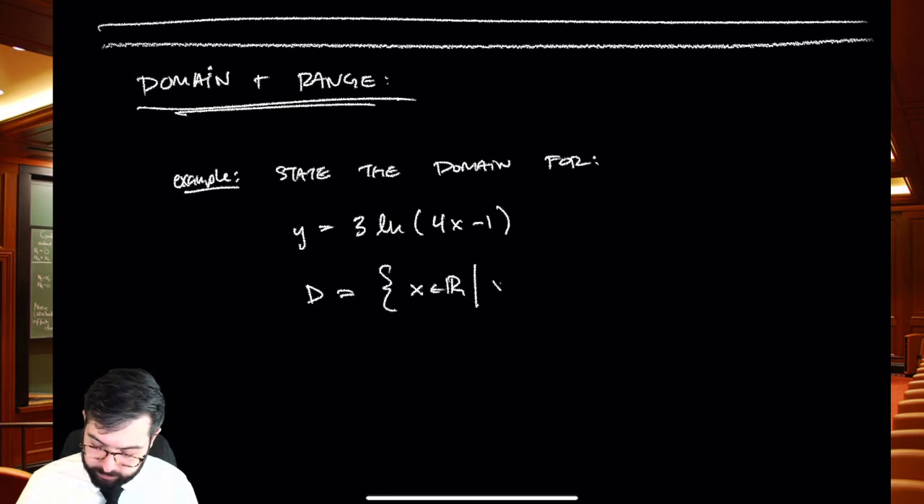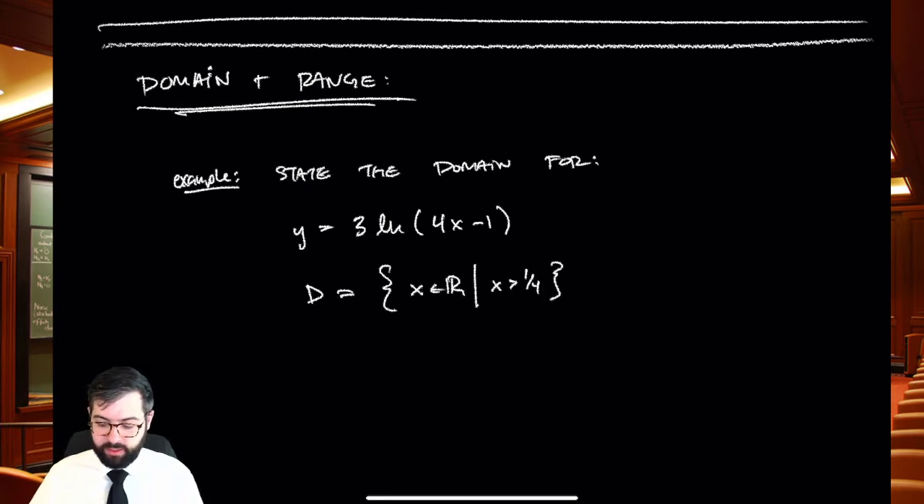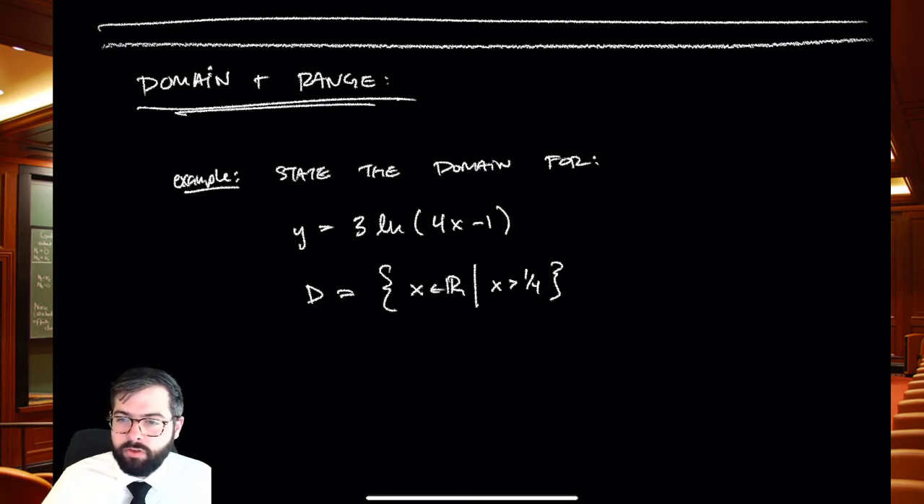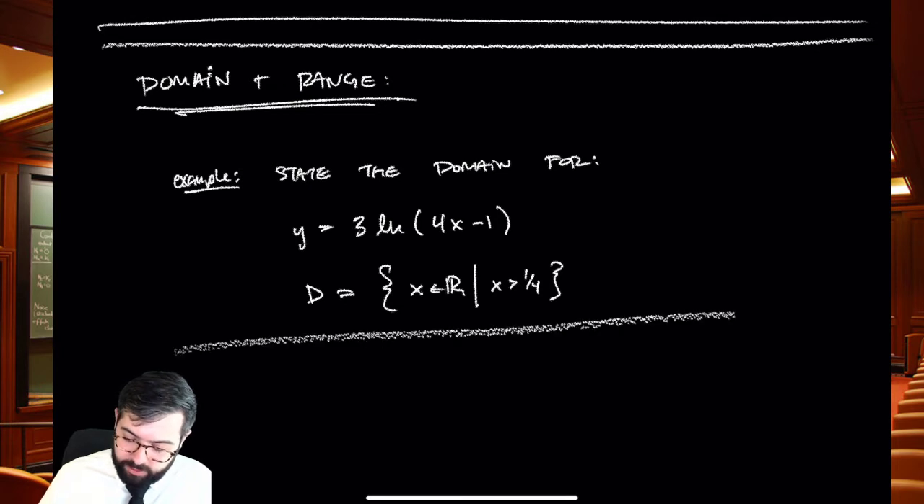X is larger than 0.25? Yes. Exactly. X has got to be greater than a quarter. ln can't take non-positive values. So that's the restriction on the domain there.